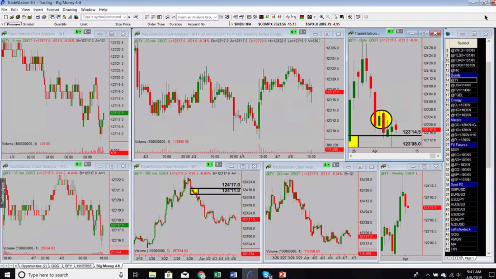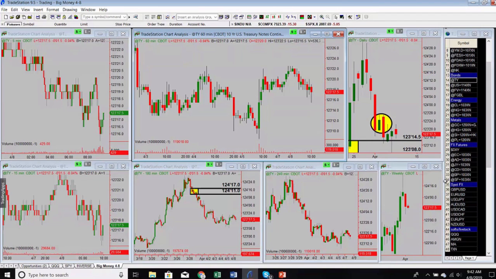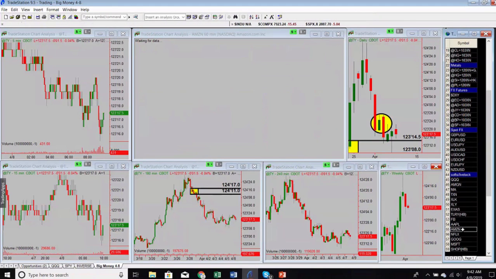Yeah, we can certainly look at stocks too. Apple is one we can look at. One we might want to look at first, though, is Amazon. Let's take a look at Amazon.